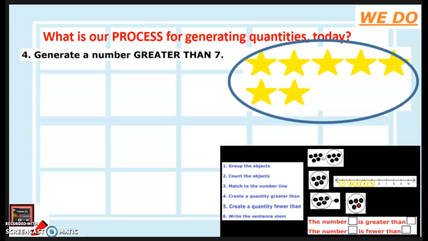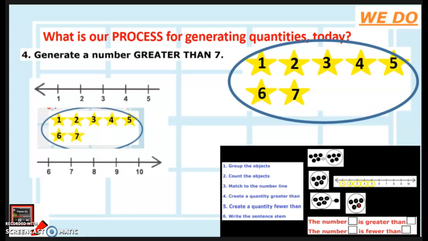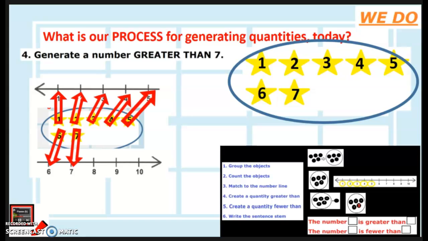Alright, so I'm going to group the objects, then count them. 1, 2, 3, 4, 5, 6, 7. From there, match them to the number line. 1, 2, 3, 4, 5, 6, 7.